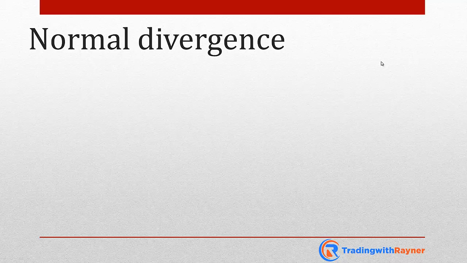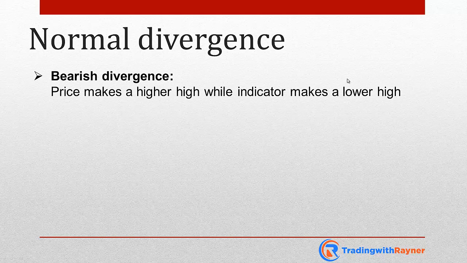Alrighty, so let's dive straight in and understand what divergence is. First up, you have a bearish divergence, which means that price makes a higher high while your indicator makes a lower high. So there is a divergence between price and your indicator, because price made a higher high while your indicator makes a lower high. This is where the divergence came in, and this is how traders came up with the term divergence.